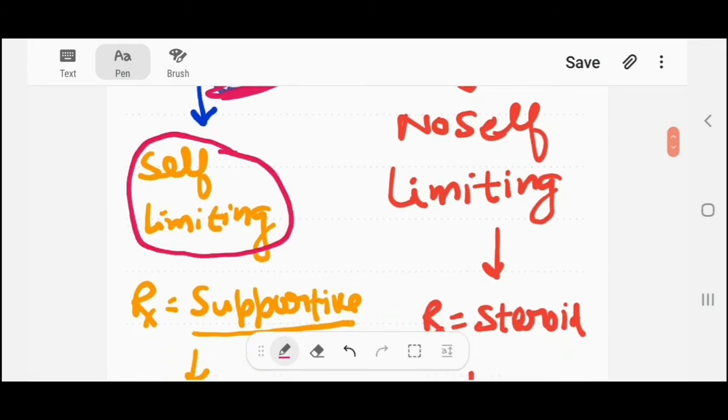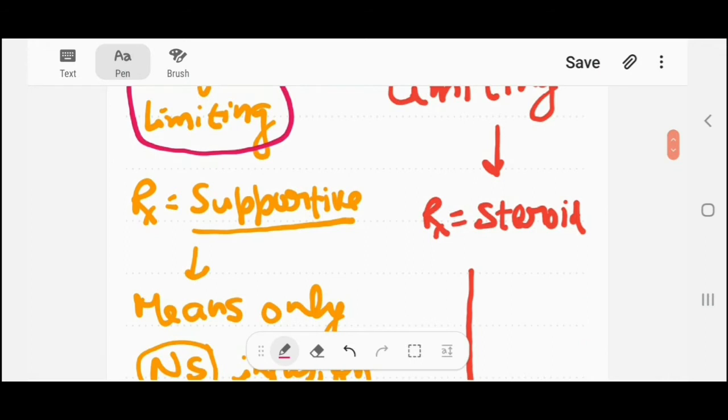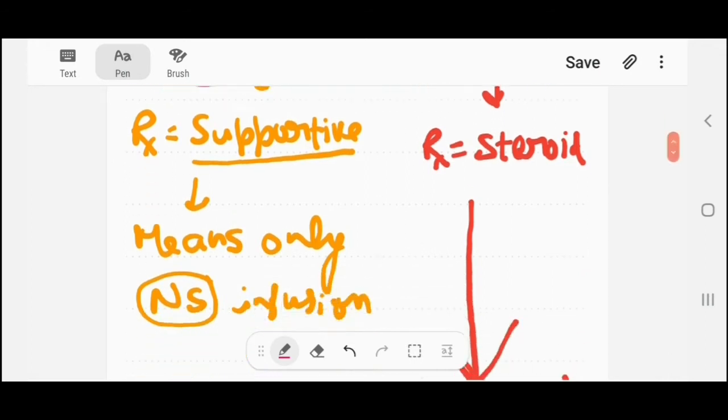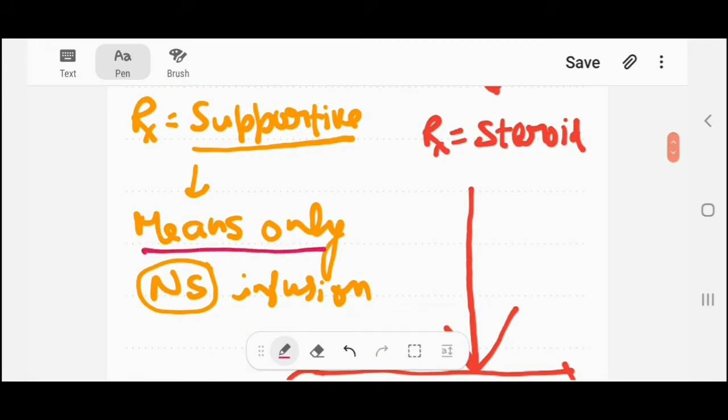Only supportive treatment is given, like if there is a fever we will give paracetamol, or we can give normal saline infusion to the patient, so that we can maintain the blood volume and body fluid volume of the patient. Supportive treatment will be there.